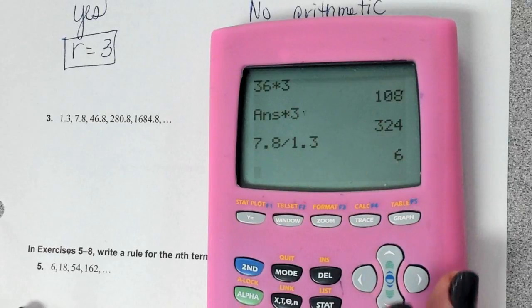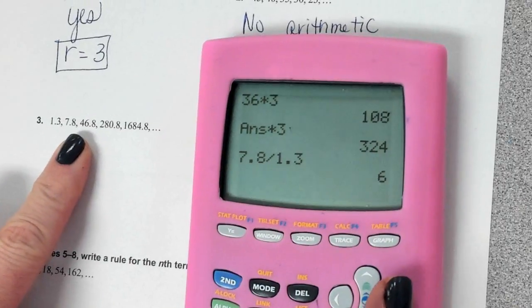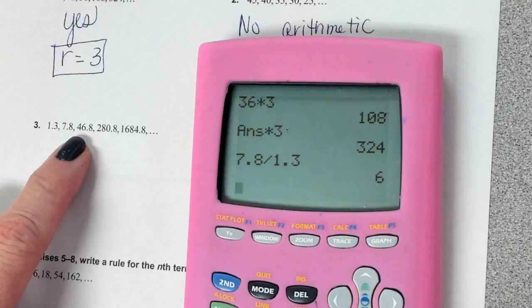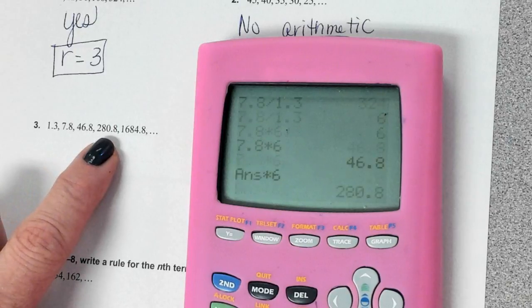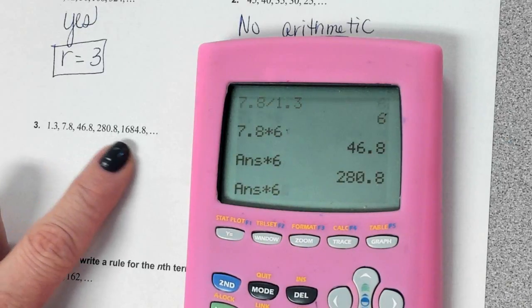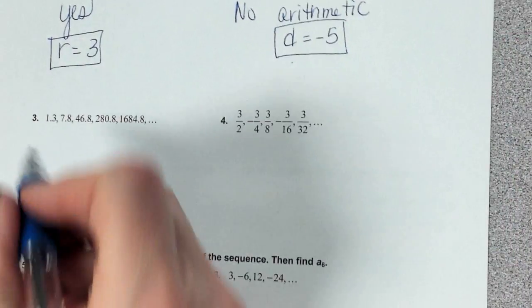I'm just going to check for that. So it should be 6. Once I know that the ratio should be 6, I'm just going to keep multiplying. Times 6 should give me the next one, and it does. Times 6 should give me the next one, it does. Times 6, yes. So yes.